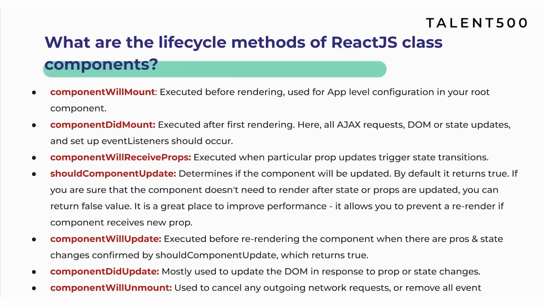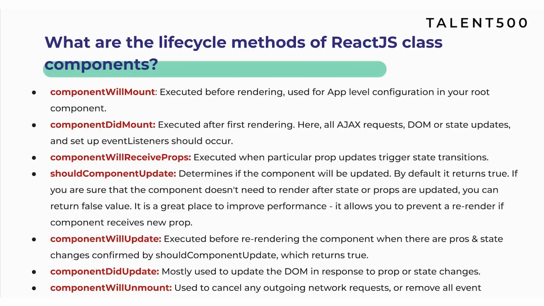Third is componentWillReceiveProps. It is executed when particular prop updates trigger state transitions. Fourth is shouldComponentUpdate. Basically it determines if a component will be updated or not. And by default it returns true. This particular method is a great way to improve performance. How? If you are sure that you don't need to render after the state or props are updated, you can return a false value. It will prevent the re-render if the component receives a new prop, because you will return a false value because you know you don't need another render.